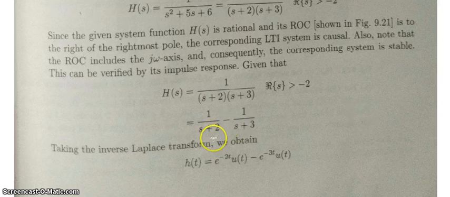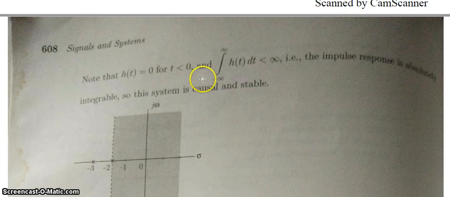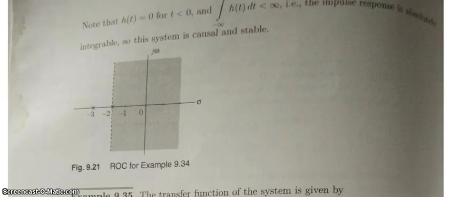So when we take the inverse Laplace transform, since it is a right-sided or causal signal, both the terms are right-sided. Therefore h(t) is e^(-2t) u(t) minus e^(-3t) u(t), and h(t) is 0 for t less than 0, and this impulse response is absolutely integrable. Therefore the given system is causal and stable, and its ROC and the two poles are represented in this diagram.